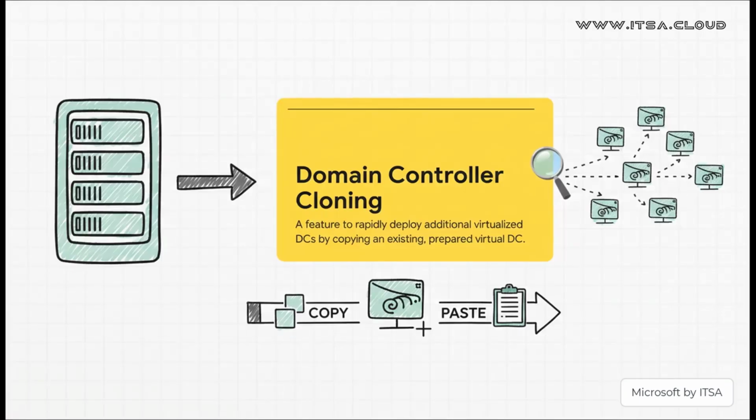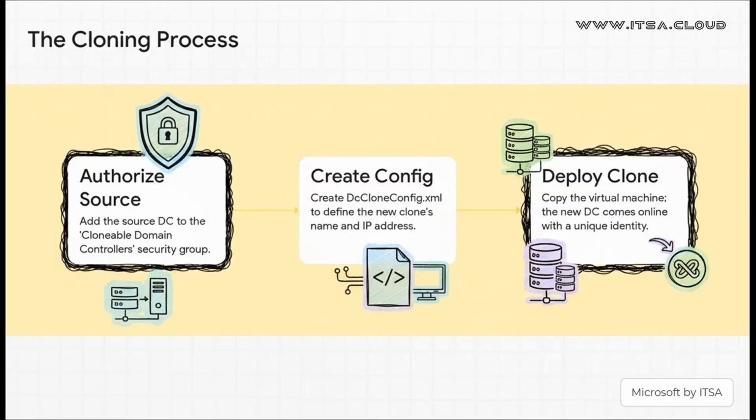So what exactly is DC cloning? Well, it's a built-in feature that lets you rapidly deploy new, and this is key, virtualized domain controllers just by copying an existing one. It is literally copy and paste for your core AD infrastructure. And you know what's really amazing? Just how simple the whole process is.